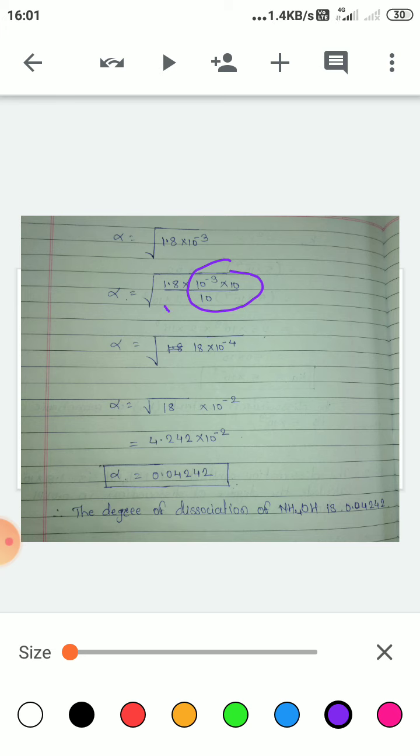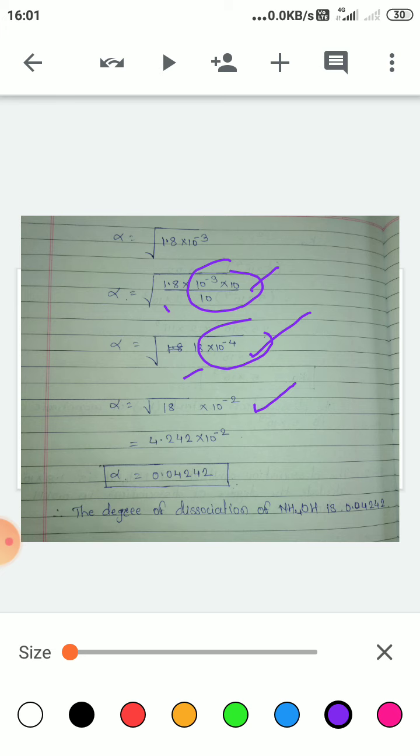That means 1.8 into 10 becomes 18, and 10 to power minus 3 divided by 10 becomes 10 to power minus 4. So alpha is equal to square root of 18 into 10 to power minus 4, and the square root of 10 to power minus 4 is 10 to power minus 2. Therefore alpha is equal to square root of 18 into 10 to power minus 2.